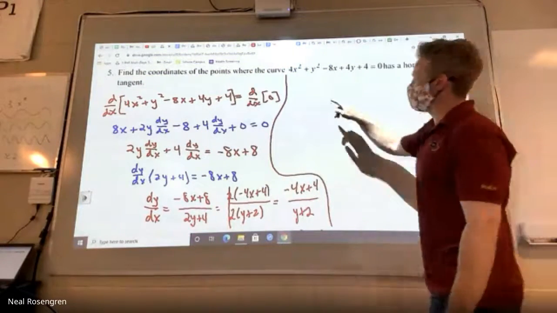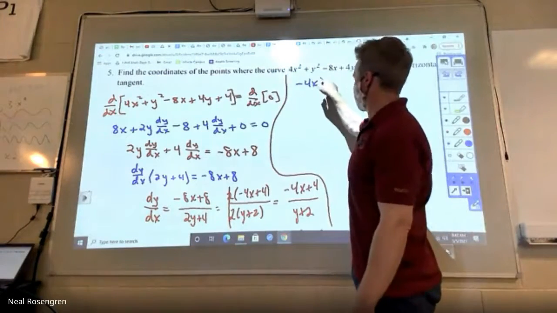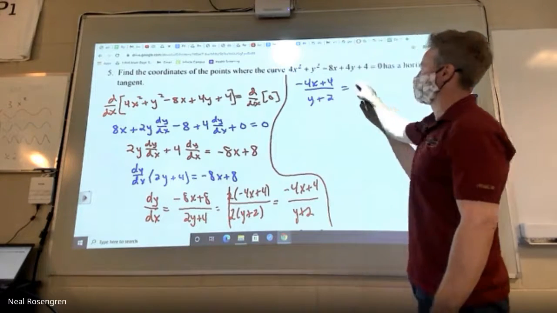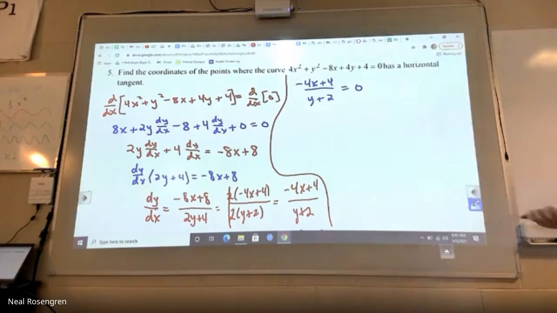Because we want this graph to have a horizontal tangent, what we want to do is set the derivative equal to 0 and figure out a way to get it. Can we find a way where the derivative is going to be equal to 0? Well, it's a fraction. We've got x on top, y on bottom. If I want a fraction to be equal to 0, what are the things I need to have true? What makes a fraction exactly 0?